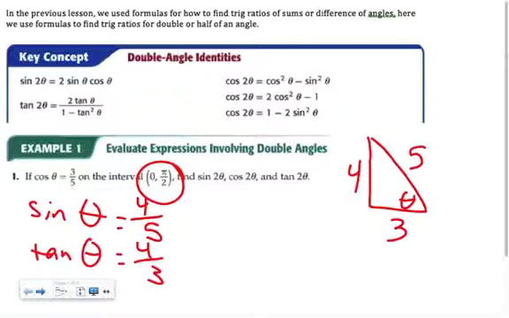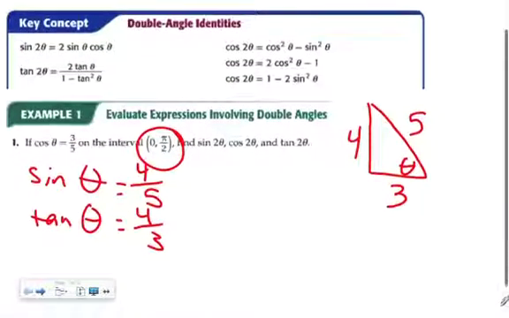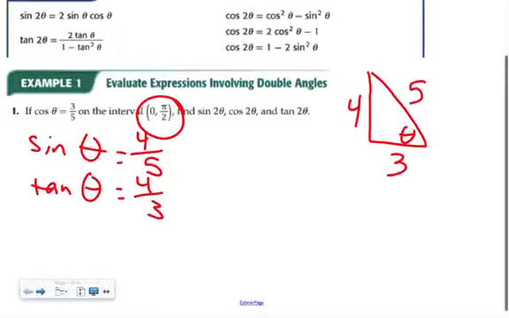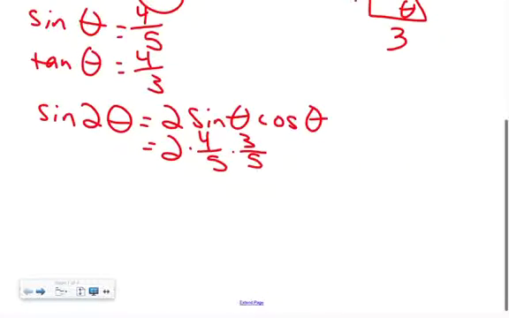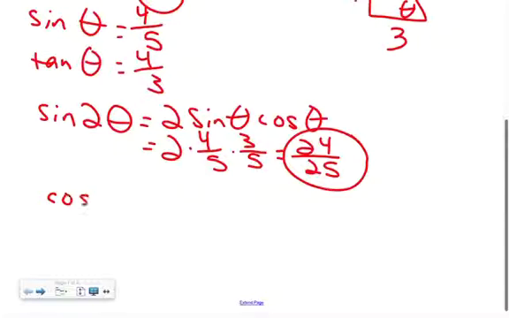Now that I know those values, I can find the sine of 2 theta, cosine of 2 theta, and tangent of 2 theta. So the sine of 2 theta, the formula is right there on your screen as well as on your reference sheet. The sine of 2 theta is equivalent to 2 sine theta cos theta. So that's 2 times 4/5 times 3/5. And we simplify this and get 24 over 25. That's the sine of 2 theta.